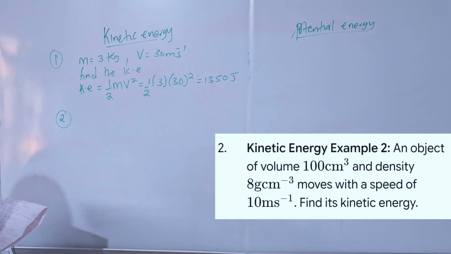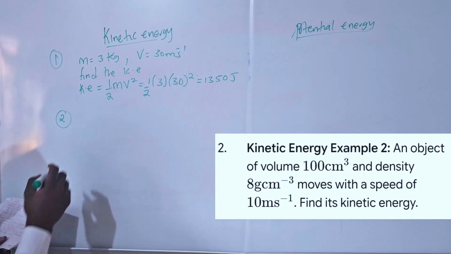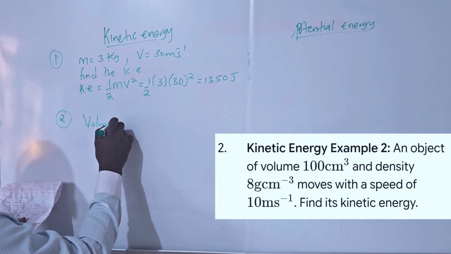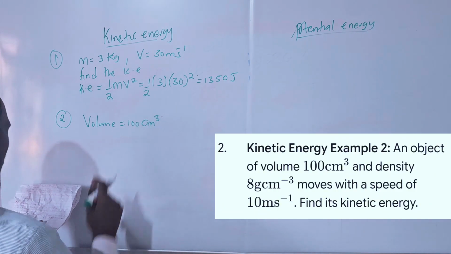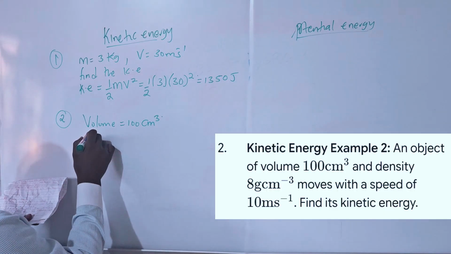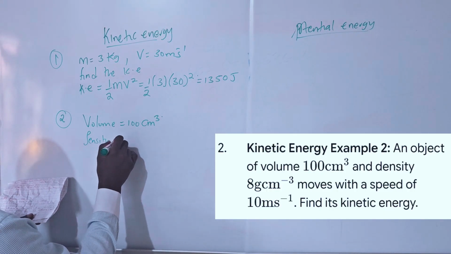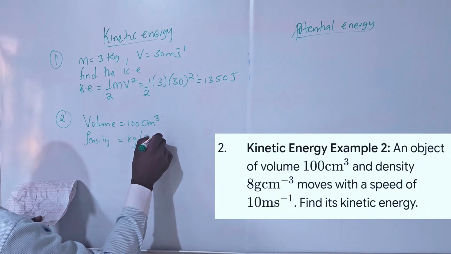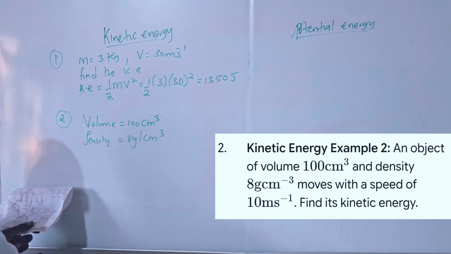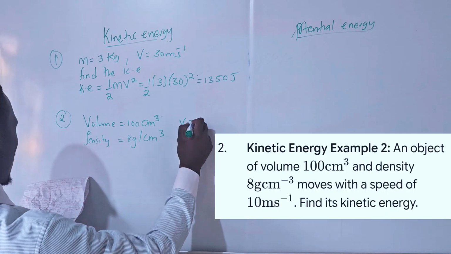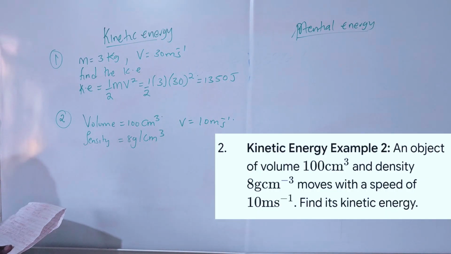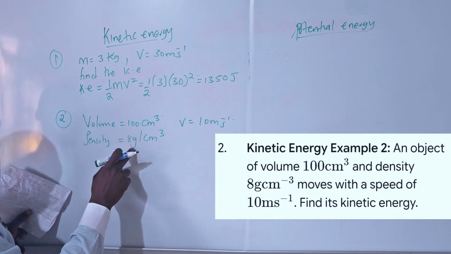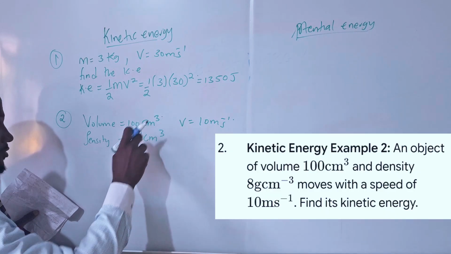A body or an object of volume. So this object has a volume of 100 cubic centimeters. It has a density of 8 grams per cubic centimeters. Moves with a speed of 10 meters per second. Find its kinetic energy. So these units are given in grams per centimeters cube. These are in centimeters cube.